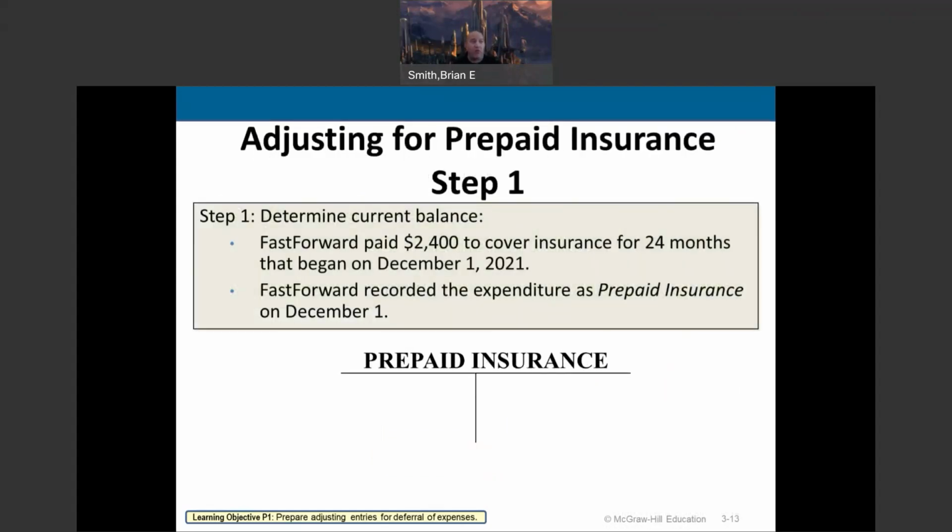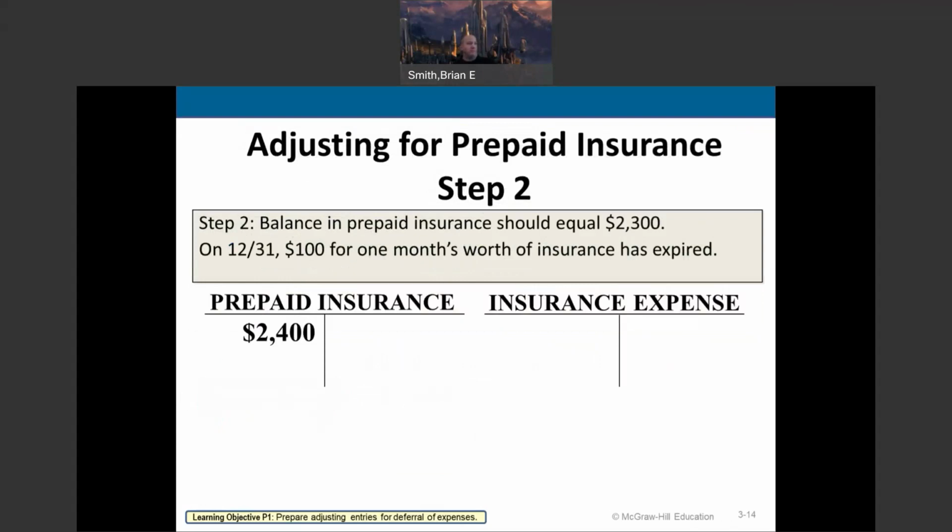Fast forward, paid that $2,400 to cover insurance for 24 months that began on December 1st. Fast forward, recorded the expenditure as prepaid insurance. Okay, so here we go. There's that $2,400. Got it? The balance of the prepaid insurance account should equal $2,300. All right. Now we're going to know this one of two ways. We either know that the expense is $100 a month, or we know it should equal $2,300.